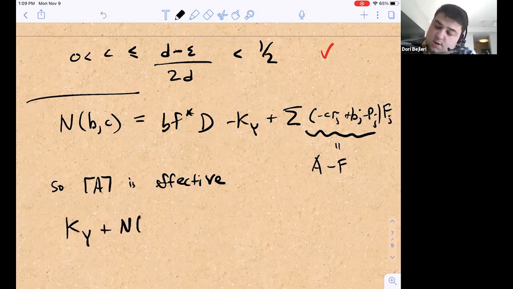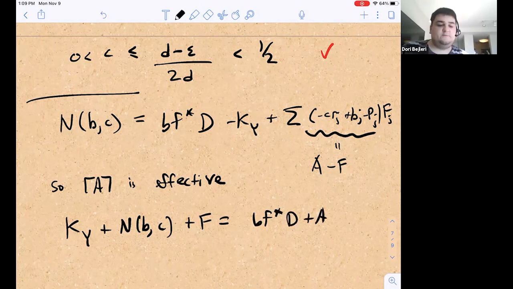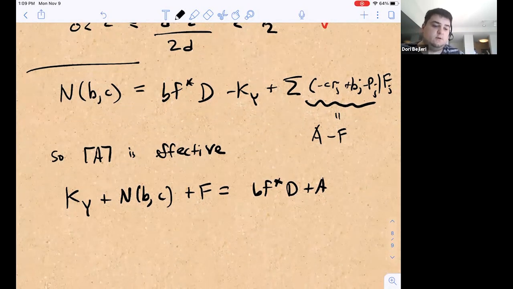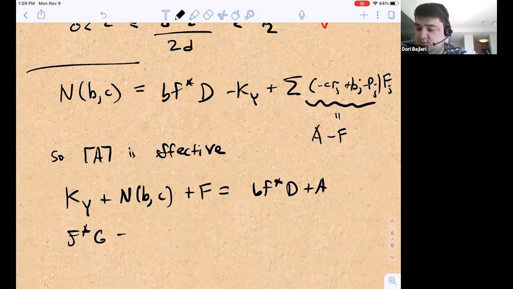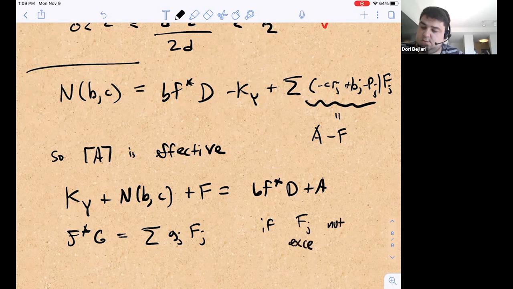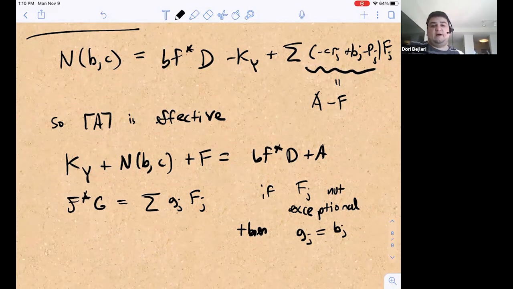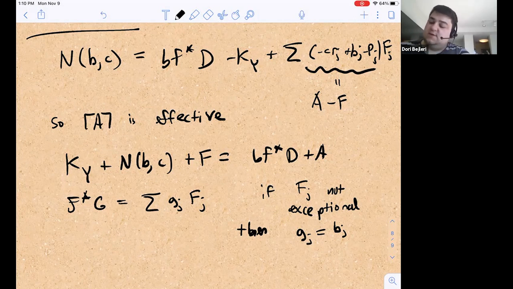And so now KY plus our ample plus this F is equivalent to BF upper star D plus A, where A is this thing whose roundup is effective. But now we need to compare everything to the roundup of G. And so let's write down the pullback of G as sum of gj Fj. And so if Fj is not exceptional, then the coefficient gj is actually the same as bj, because the discrepancy of a non-exceptional divisor is just minus the coefficient. Our pair is X comma minus G, and so the discrepancy is just G for a non-exceptional divisor.